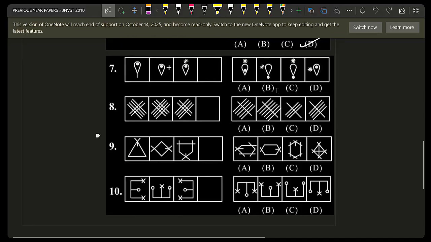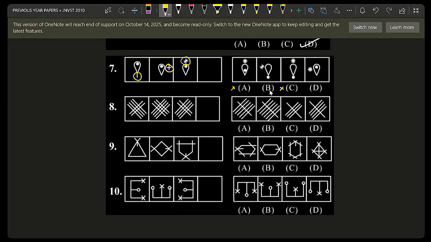Let us observe this. The figure here is the same, it is not changing. But observe how many lines there are: one line, and it is moving anti-clockwise. From south it went to east, from east it went to north. Next we expect it to be in the west. Option A is not in the west, and option C is not in the west. B and D are left, and we identify the correct one.